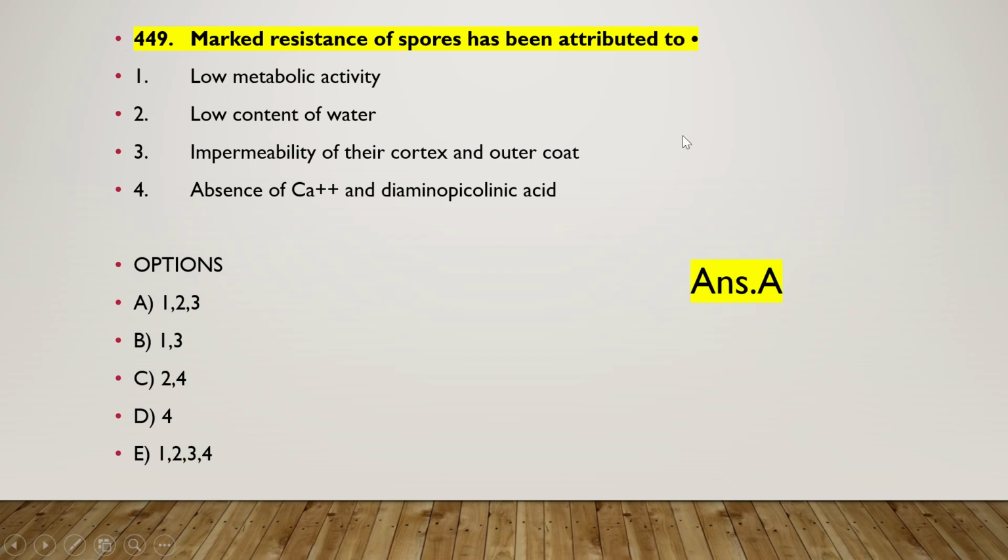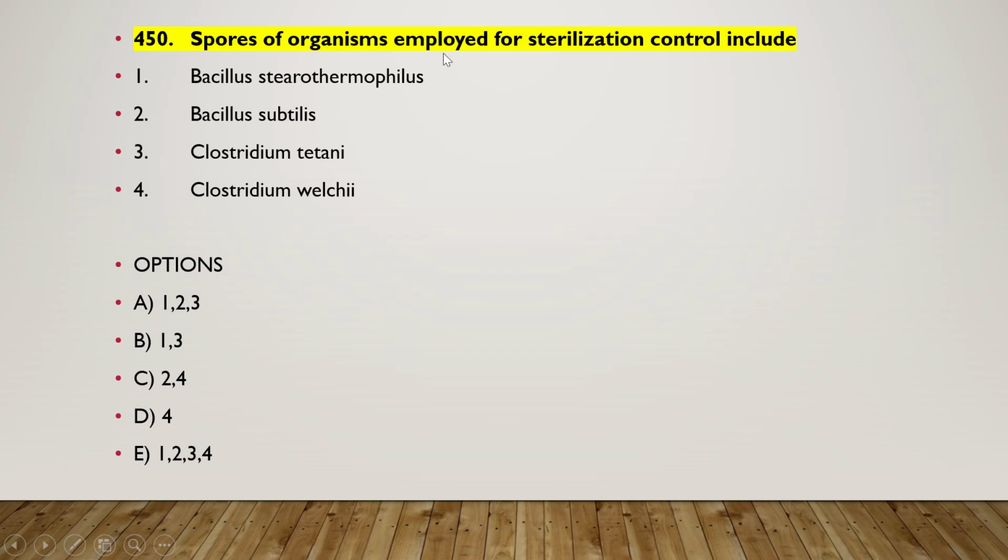Okay, so the last question is: spores of organisms employed for sterilization control include Bacillus stearothermophilus, Bacillus subtilis, Clostridium tetani, and Clostridium welchii. And the right answer is option B, that is 1 and 3 are used as the sterilization control: Bacillus stearothermophilus and Clostridium tetani.